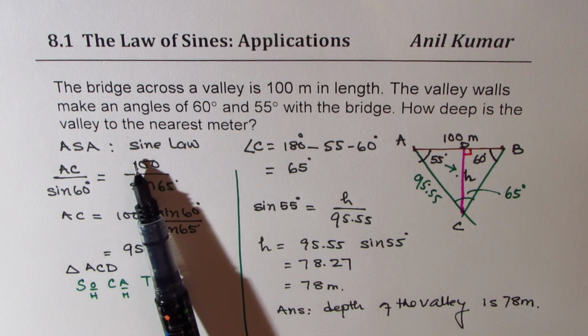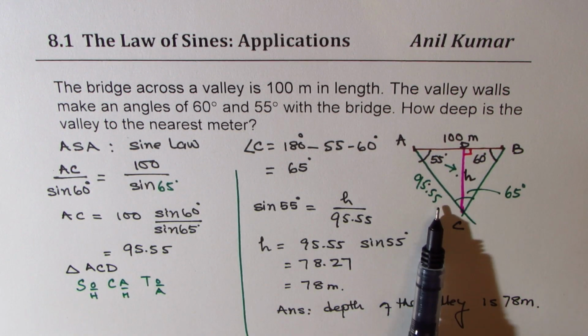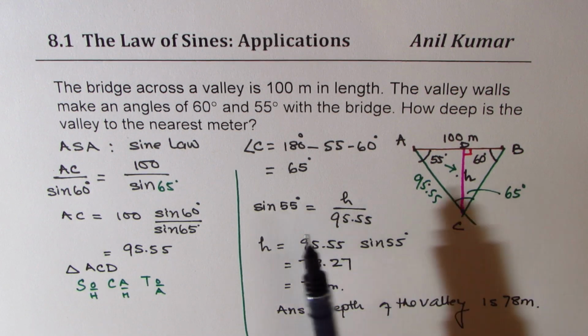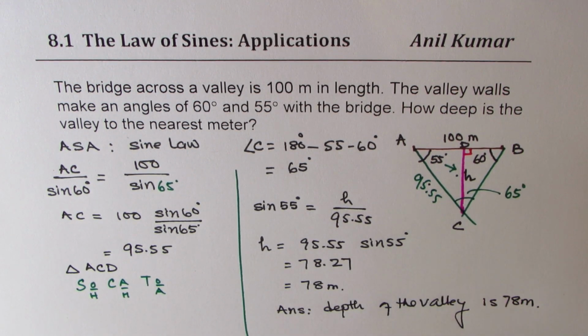So we applied the sine law to find one of the sides, and then we applied the sine ratio to find the depth of the valley. So I hope the steps are clear. Sometimes you may have to use a couple of strategies to solve a question.